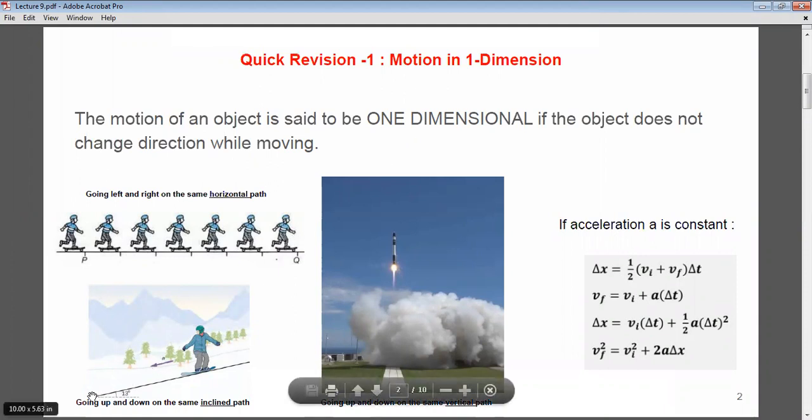The skier, he's going in one direction. He doesn't go left or right. The rocket over here, it's going upward. It's not going left or right, okay? So in these cases, we say the motion is in one dimension. And if the acceleration is constant, we can use these equations. So this is revision for chapter 2.